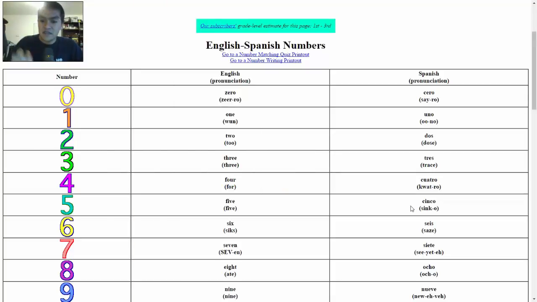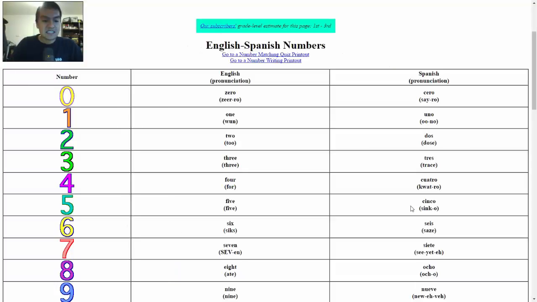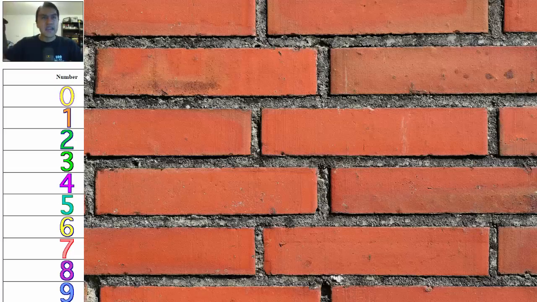6 in Spanish is seis. For me, seis sounds like mace. So I'm going to picture, like, the ball and chain, the mace. And 6 is bricks. So this brick wall. And I have this mace.